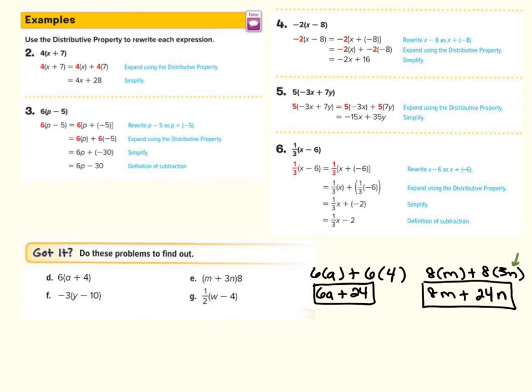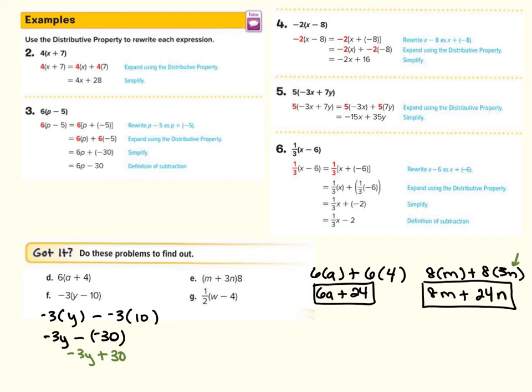For F, -3 is our factor. So we have to split that up 2 ways. The first term inside the parentheses is Y. The second term is 10. Be careful with this minus negative here in the middle. So we have -3y minus -30. Because of that minus negative in the middle, we actually have to change it, because minus negative is also the same as adding. So we basically applied the additive inverse there.